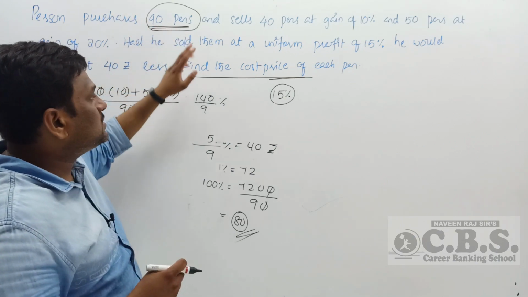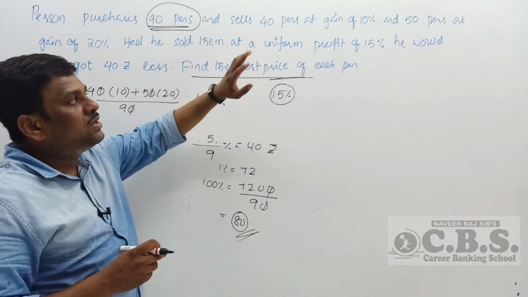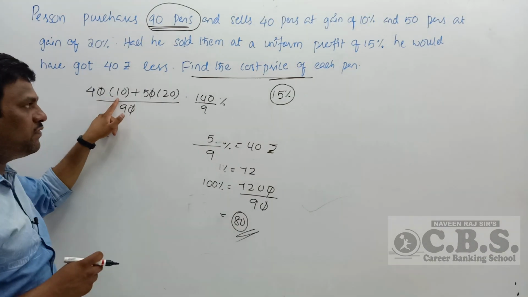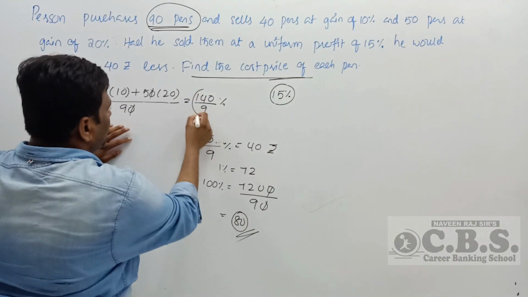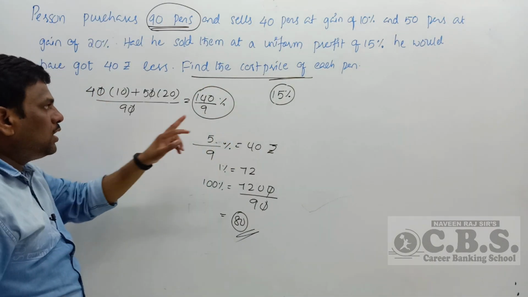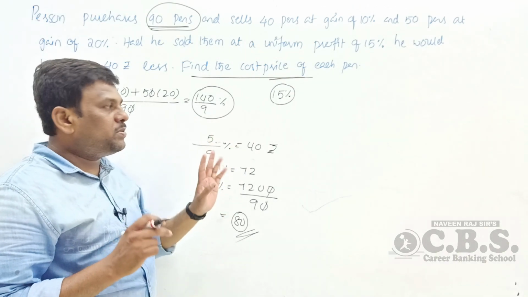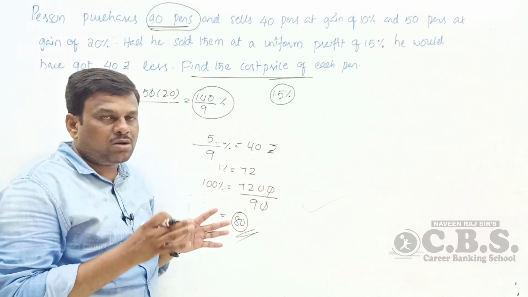There are 90 pens, sold in two lots, and another condition is also given. What is that? An overall uniform profit of 15%: 40 pens at a profit of 10% and 50 pens at a profit of 20%. And what is the overall profit? You get 140 by 9 percentage. So don't try to minimize until you get a proper answer. In some cases, in some steps you get a common factor.